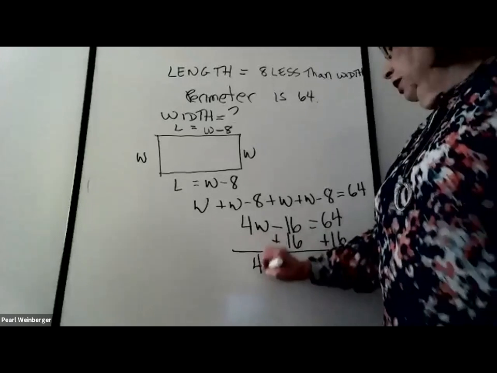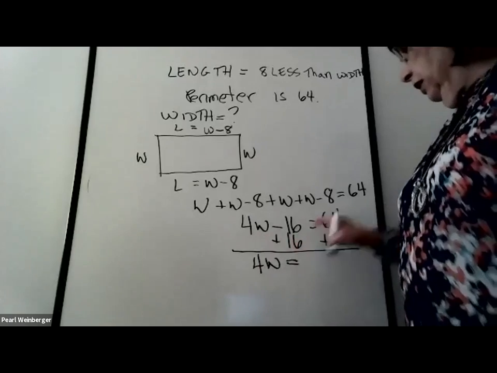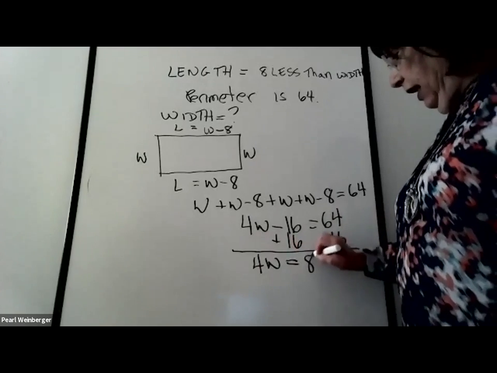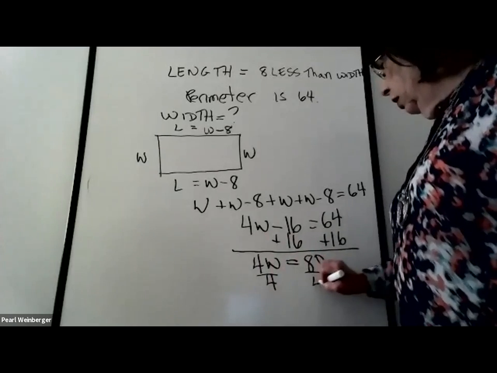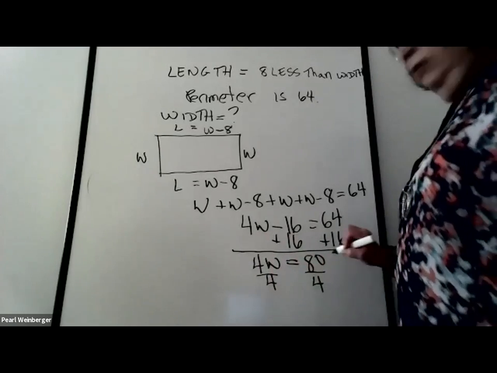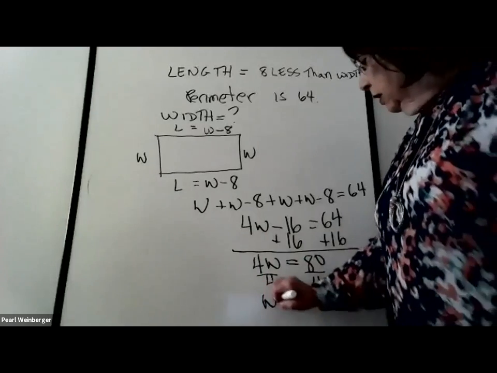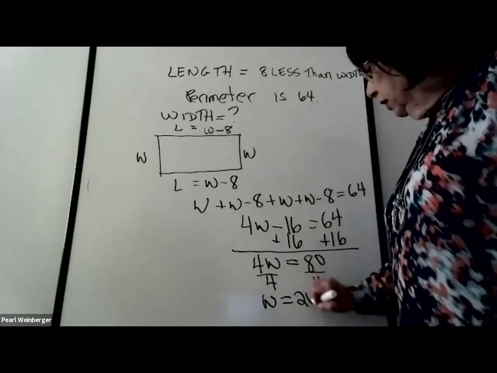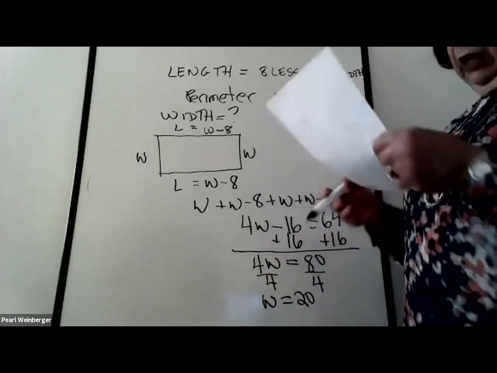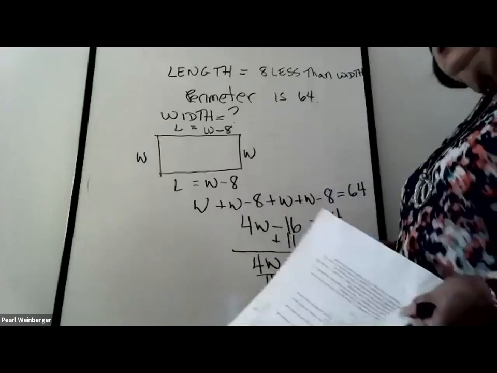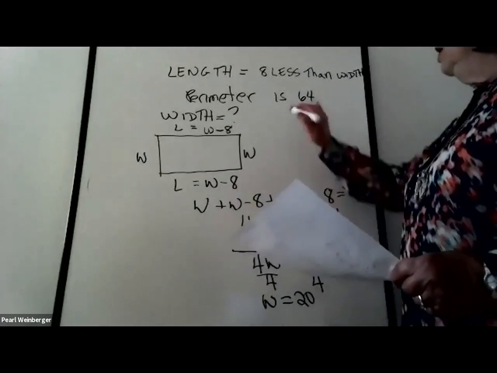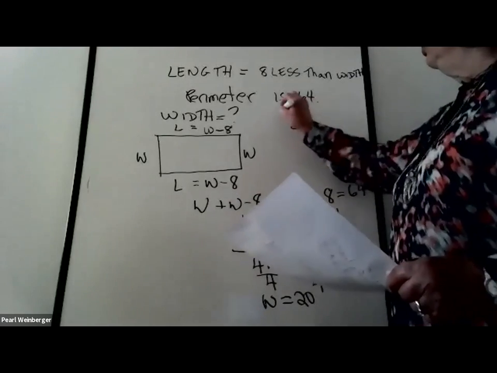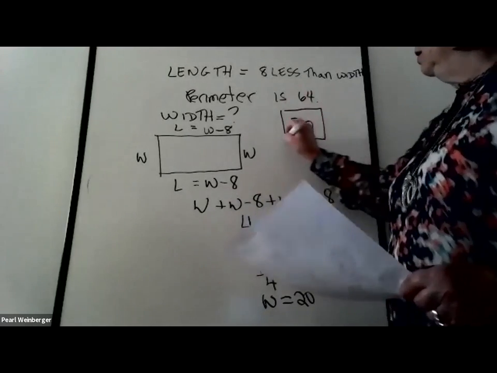So I get 4W equals 64 plus 16, which is 80. And if I divide by 4, I get W equals 20. And that's all they asked me to find. They didn't say find the dimensions. They just said find the width. The width is equal to 20. He did that already.